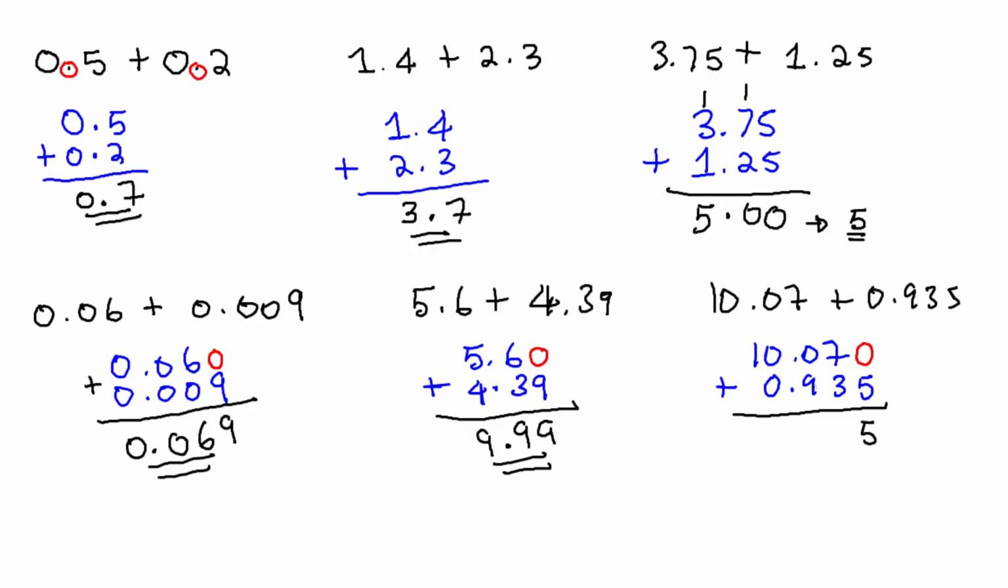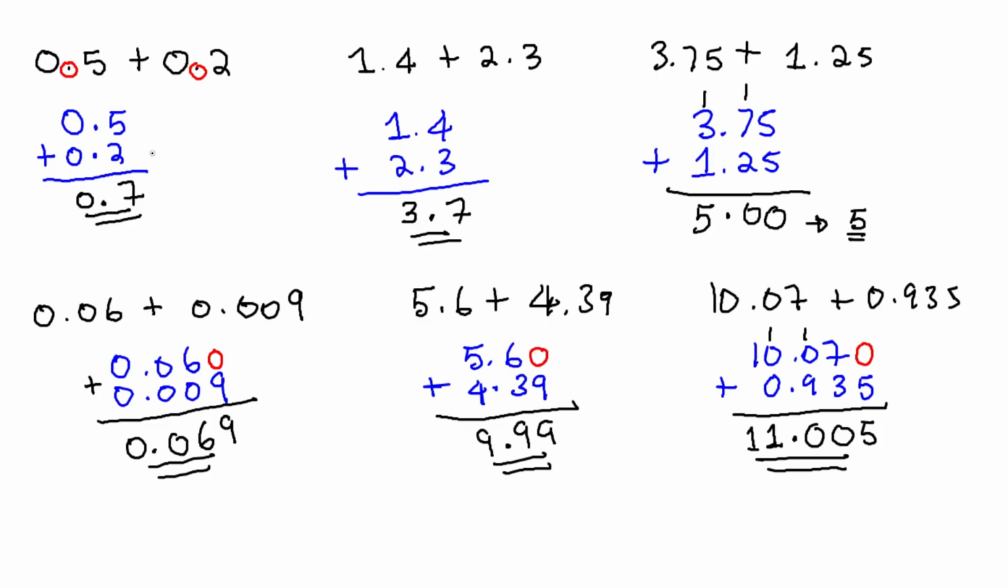7 plus 3, that will be 10. Carry the 1. 1 plus 9, that will be 10. Carry the 1. Bring down your decimal point. Now 1 plus 0 plus 0, that will be 1. Bring down the 1. So your final answer is 11.005.